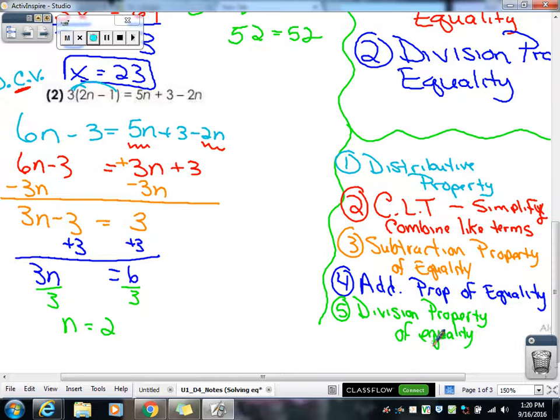Yes, Cortland, yeah. All right, so the answer there was n equals 2. Is that, everybody got that one? Okay. All right, next page.